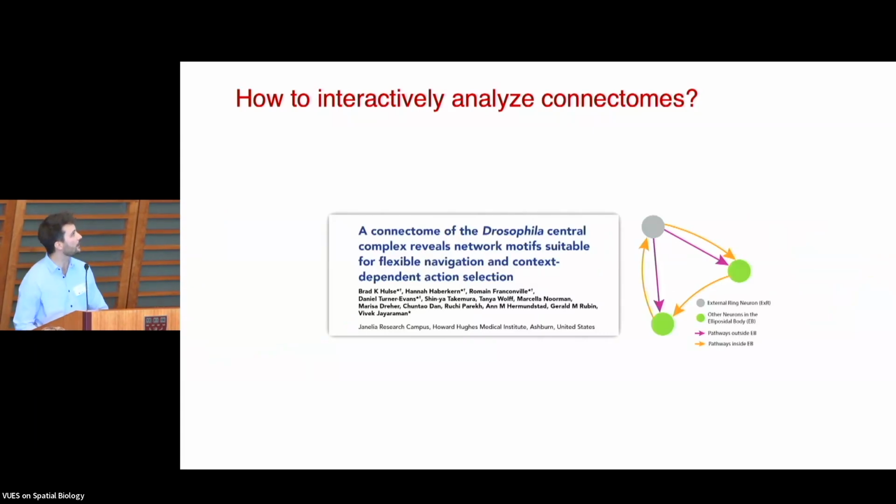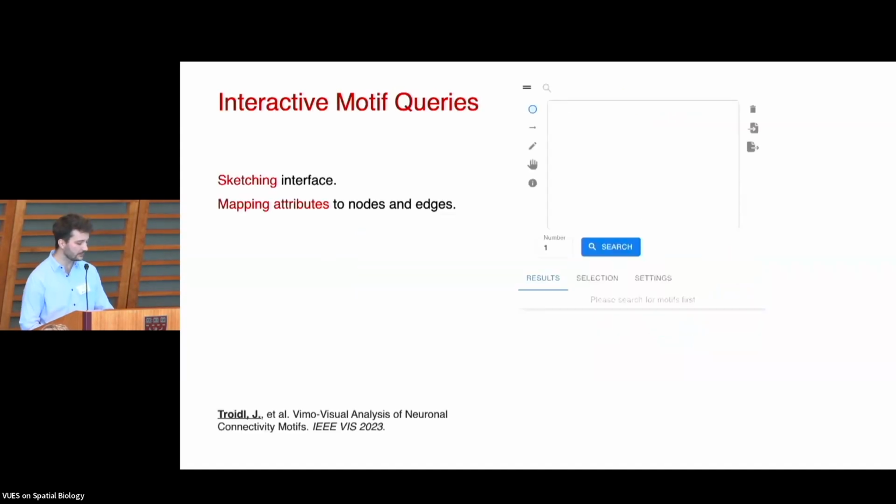So some of my colleagues at Janelia, and many more people, have published papers that essentially identify certain network motifs, for example, in the Drosophila connectome, that allow it to, in this case, perform flexible navigation and context-dependent action selection tasks. And to this end, we've developed an interactive visualization analysis tool, called VMO, that allows you to interactively search and analyze such network motifs.